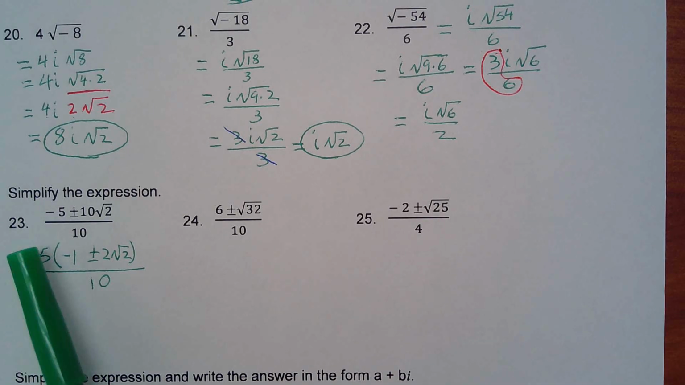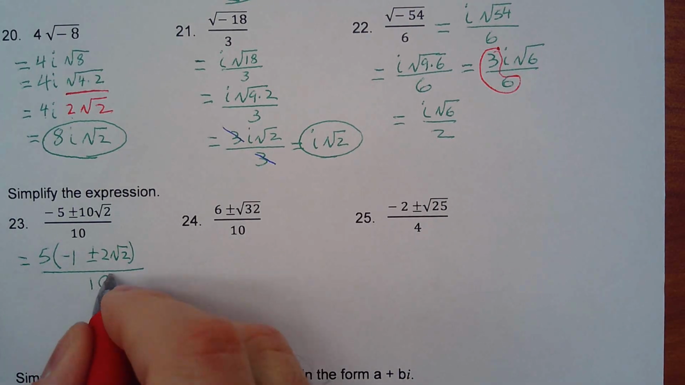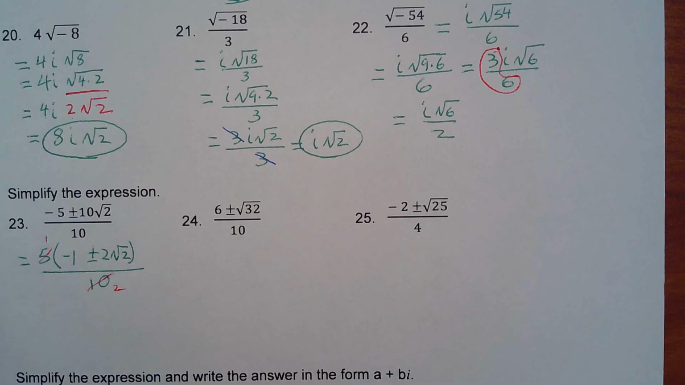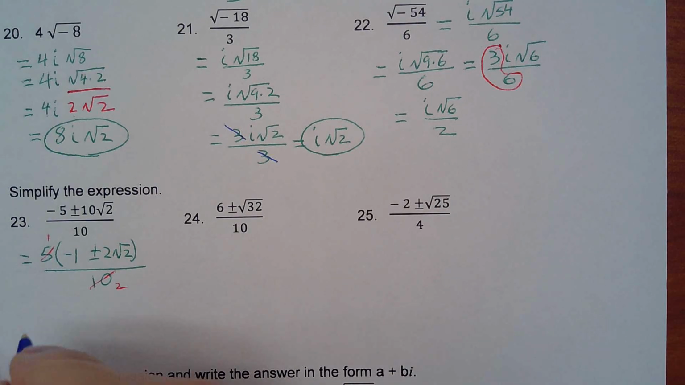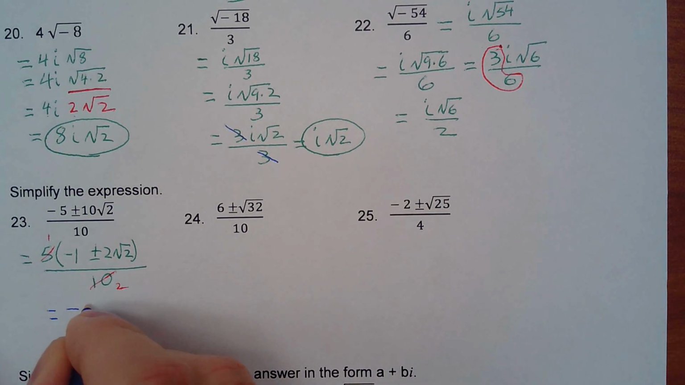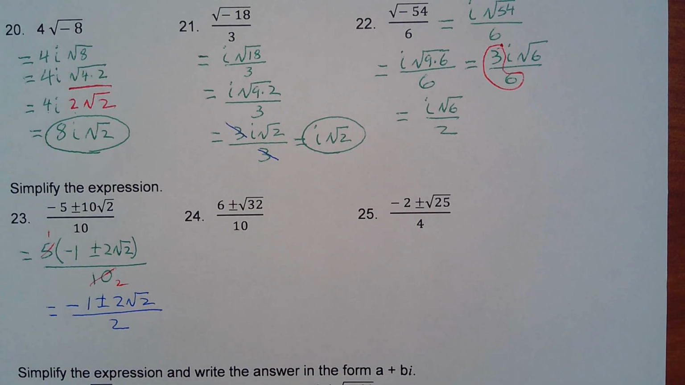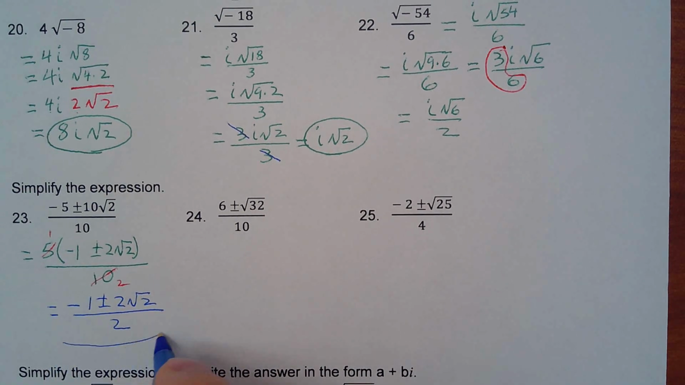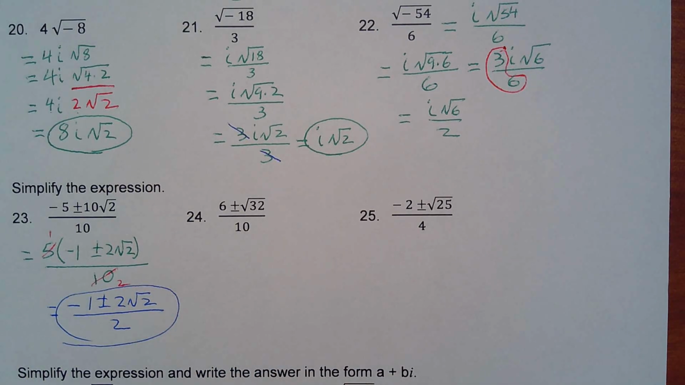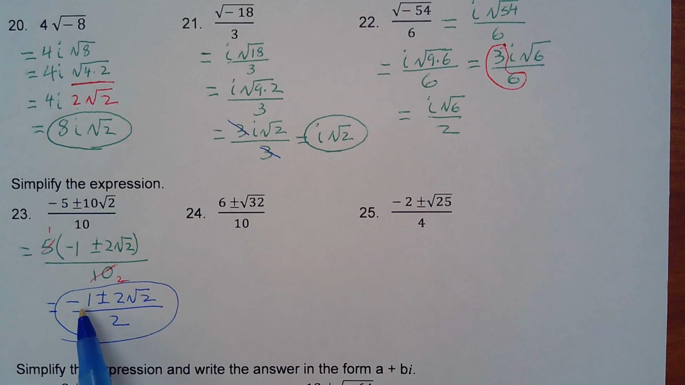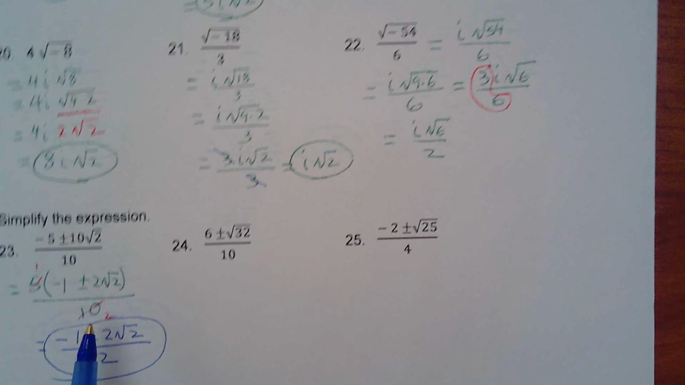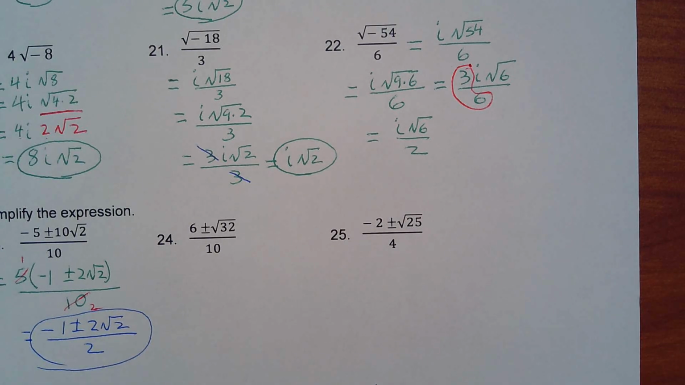And then looking at 5 over 10, we can reduce that to 1/2. So that's going to give me negative 1 plus or minus 2 square root of 2 over 2. Now you might be asking, can we cancel out the 2's? No, we cannot do it here because we also have to divide it here. Now if you really wanted to cancel out the 2's, you would need to divide that into both terms.